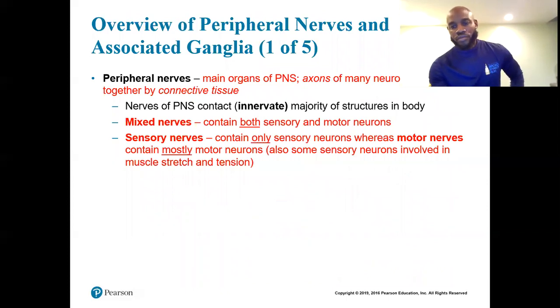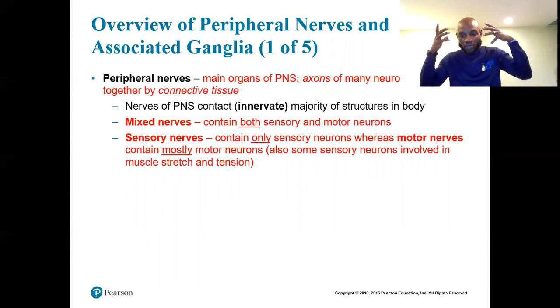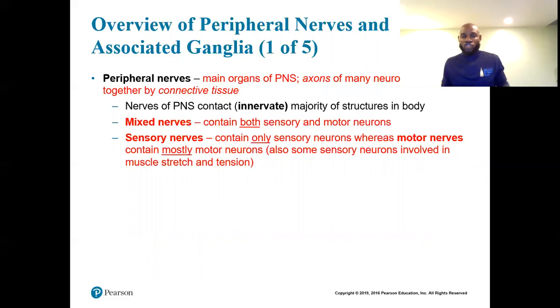Your peripheral nerves, and this term ganglia, we're going to see plenty of times in this chapter, so get used to it. Peripheral nerves are the main organs of the peripheral nervous system. So your central nervous system is the brain and spinal cord, and the peripheral nervous system is your peripheral nerves. You have your spinal nerves, all the nerves off the spinal cord, and your cranial nerves, the nerves that go off the brain and basically don't go through the spinal cord. All those nerves are the organs of the peripheral nervous system.